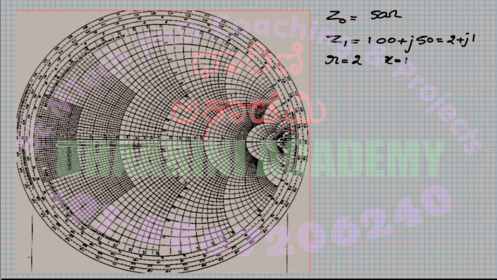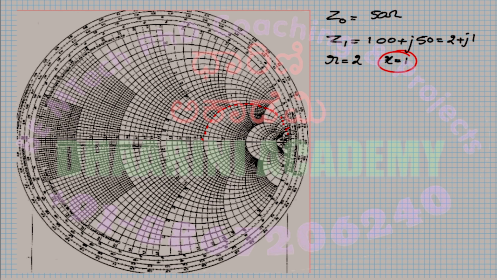Anyway, I will not mark the complete circle. If x is positive, I just have to look above this, only in this region. This region corresponds to the inductive load. If x is negative, you look at the lower part. So now I can see that x is positive, I just have to look at the top half of the graph.